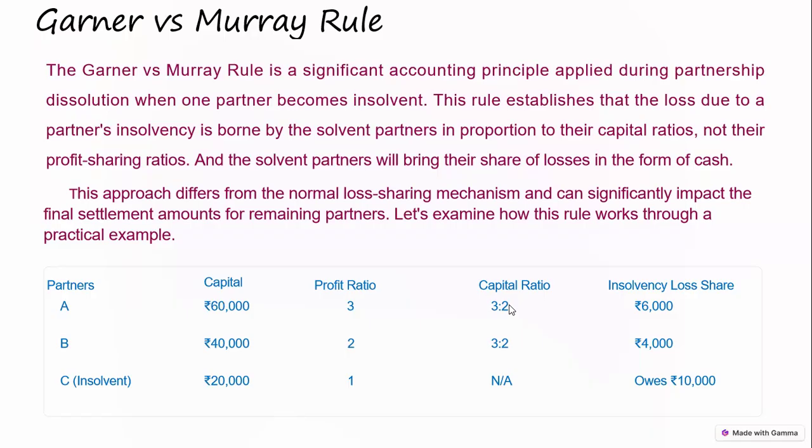The second condition is that the insolvent partner's share of loss, as already stated, will be borne by the remaining solvent partners, and the solvent partners' loss will be brought in as cash into the firm to meet all the liabilities. So these are the two conditions. First, the insolvent partner's share of loss will be shared by the other partners in the capital ratio, and the solvent partners' loss will be brought in as cash into the firm. So this is the usual procedure with regard to the Gardner versus Murray rule.